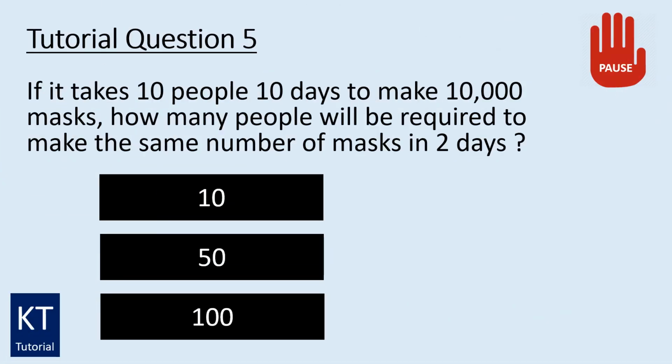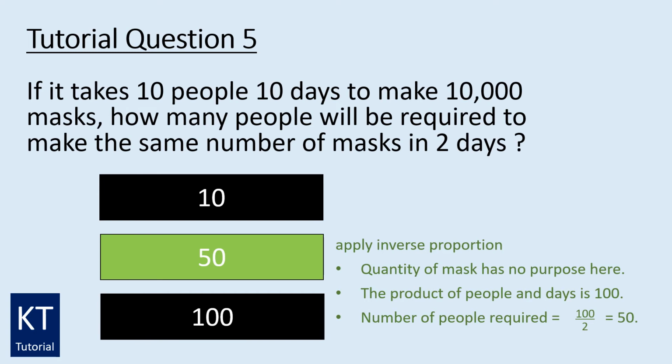Tutorial question 5. Do press the pause button now as required. If it takes 10 people 10 days to make 10,000 masks, how many people will be required to make the same number of masks in 2 days? For this question, you would apply the inverse proportion. Also, the quantity of masks has no purpose here. The product of people and days in the first representation is 100. Therefore, the number of people that will be required to make the same number of masks in 2 days is 50.